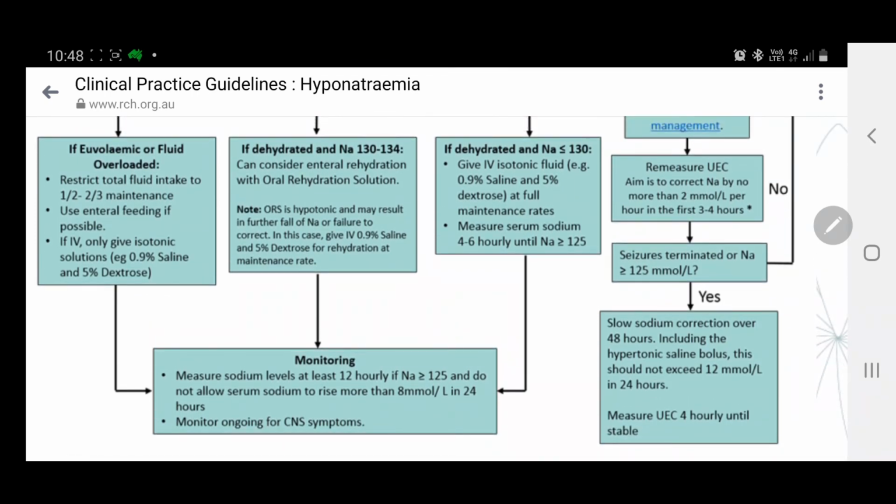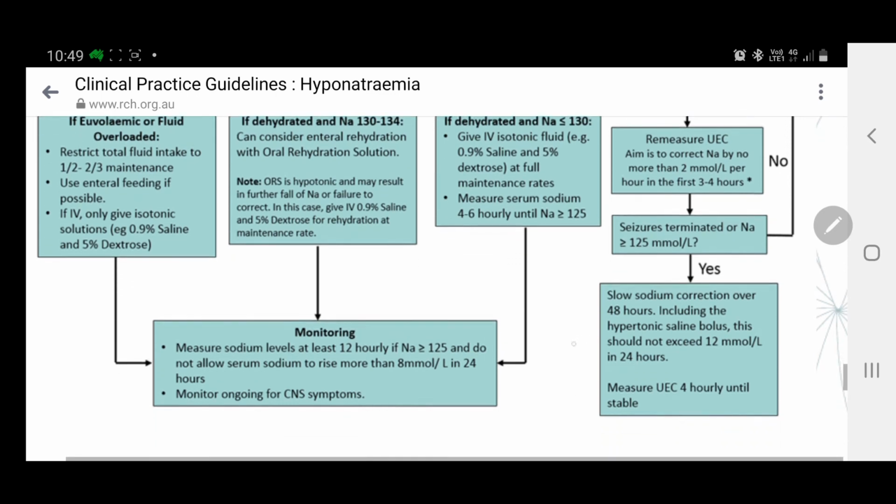So in each case of these, we keep monitoring the patient. We measure sodium levels at least 12 hourly if sodium is more than or equal to 125 millimole per liter, and do not allow serum sodium to rise more than 8 millimole per liter in 24 hours. Remember, we should not correct the sodium at a rate more than 8 millimole per liter in 24 hours. And then we monitor ongoing for any CNS symptoms coming up. Alright?